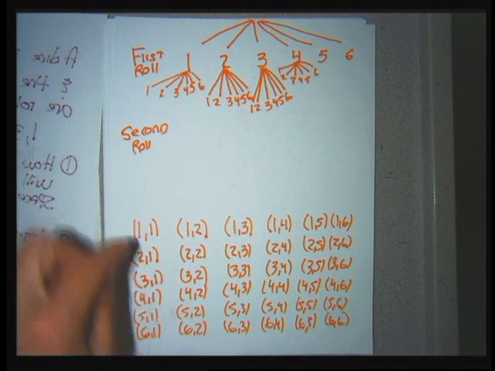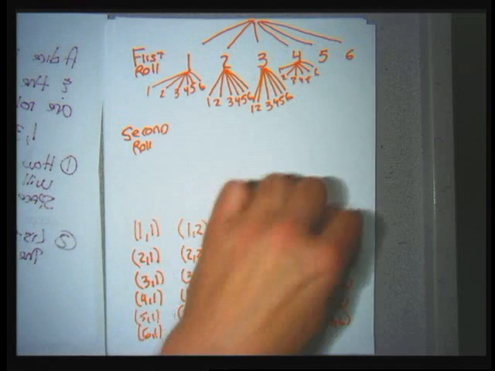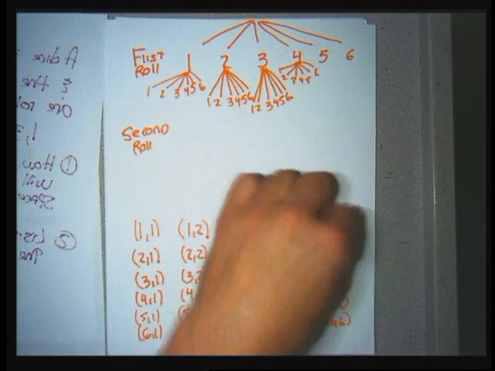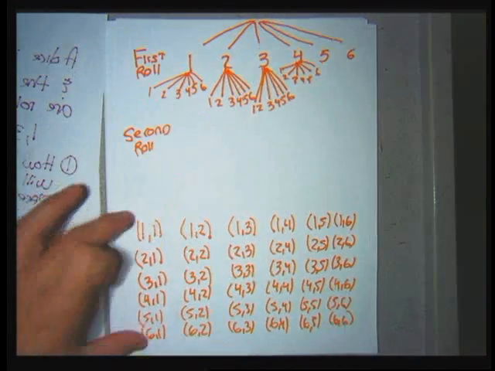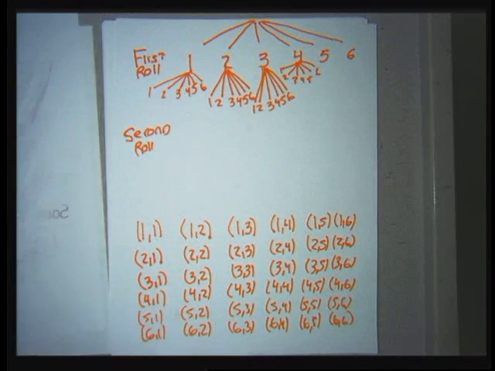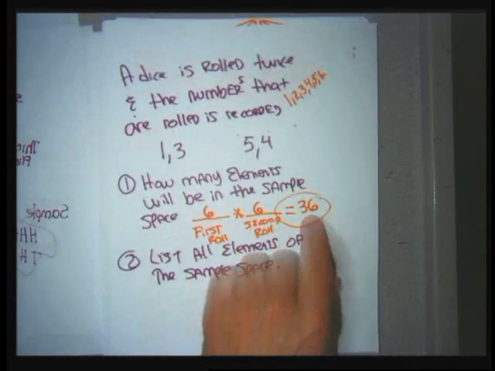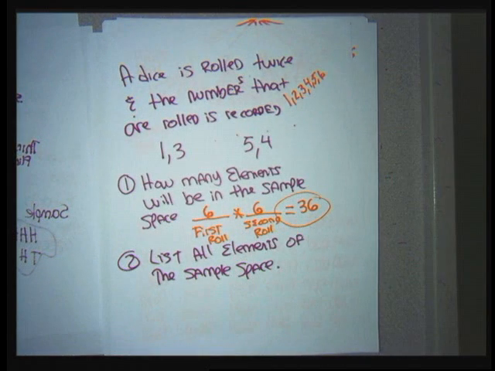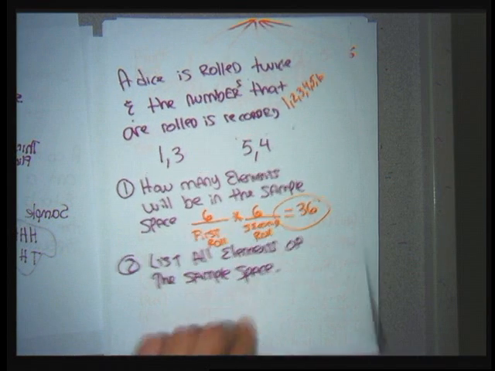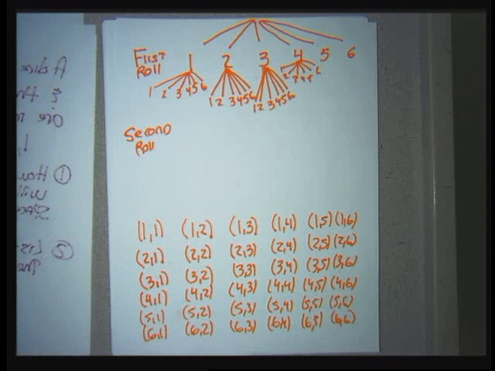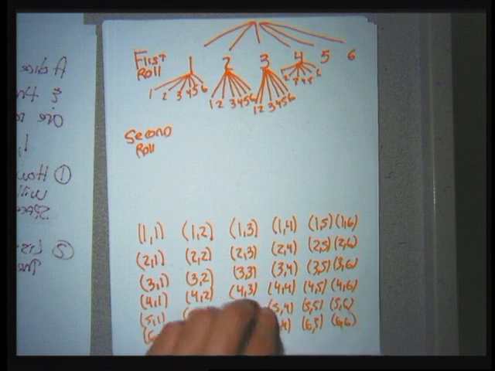If I count these, there's 1, 2, 3, 4, 5, 6 columns, and 1, 2, 3, 4, 5, 6 rows. There's 36 elements in the sample space. That's exactly what I was hoping for. There's 36 elements in the sample space, so I think I have them all. So let me create one more experiment, and list the sample space and find the number of elements in the sample space. And then we'll jump into the text itself.